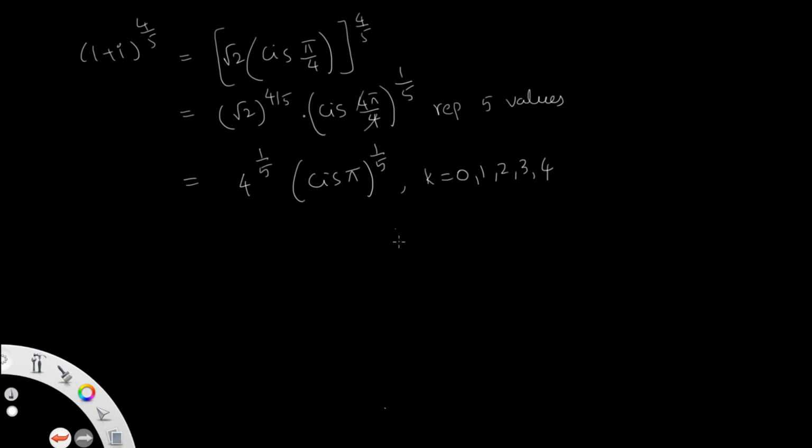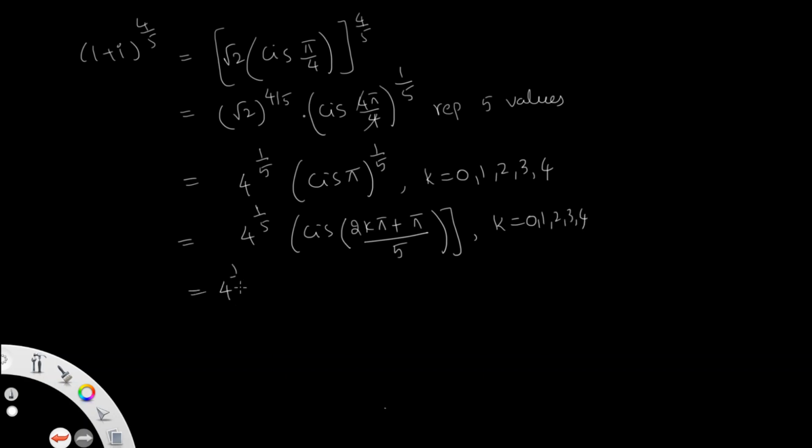If it is 0, you can write it in the form we have to write now. So 4 to the power of 1 by 5 into cis of (2k pi plus theta) by n, where n is nothing but 5, and k equal to 0, 1, 2, 3, 4. So that is 4 to the power of 1 by 5 into cis of (2k plus 1) pi by 5. If k equal to 0, then you get 4 to the power of 1 by 5 into cis pi by 5.